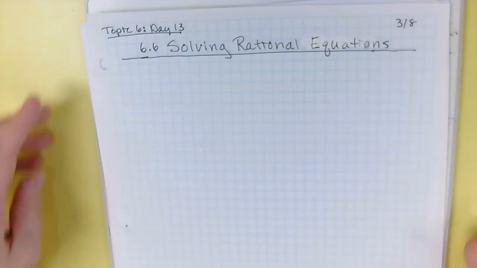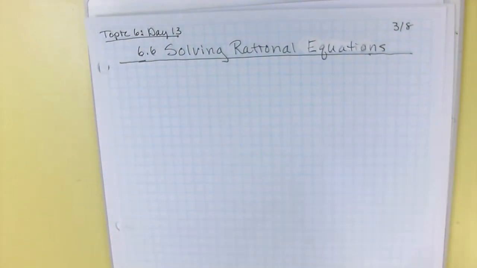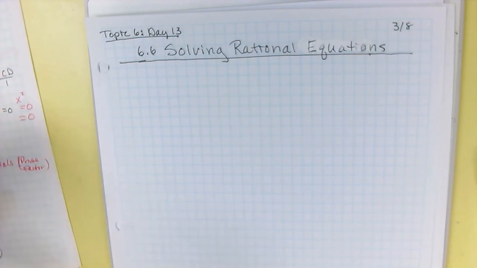All right, so here we go. 6.6, solving rational equations. I always like to try to give you the big picture, like what's the overview of what you're trying to do.